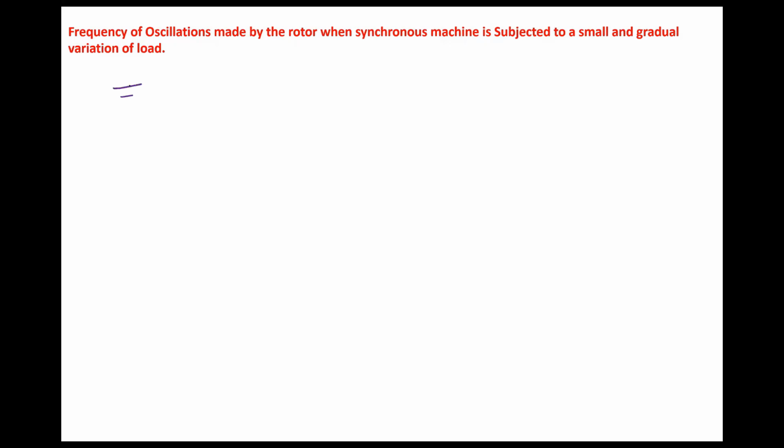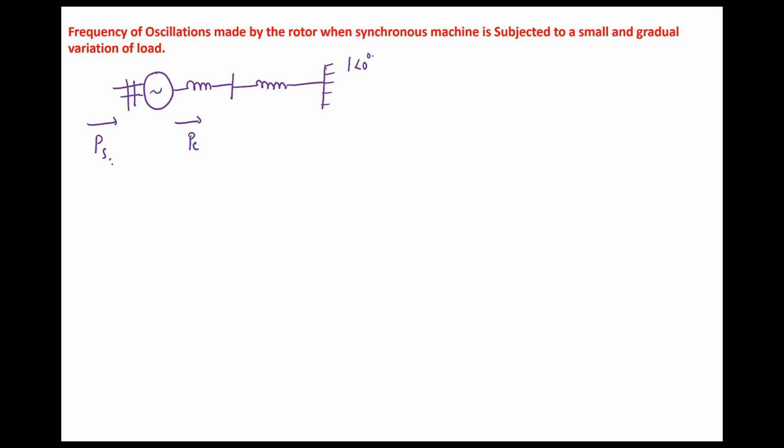Now let us consider a synchronous machine. Let the internal reactance of this one be Xd. Let the line reactance be this one. It is supplying power to an infinite bus bar. Now, let the shaft power be PS. Electrical output is PE.